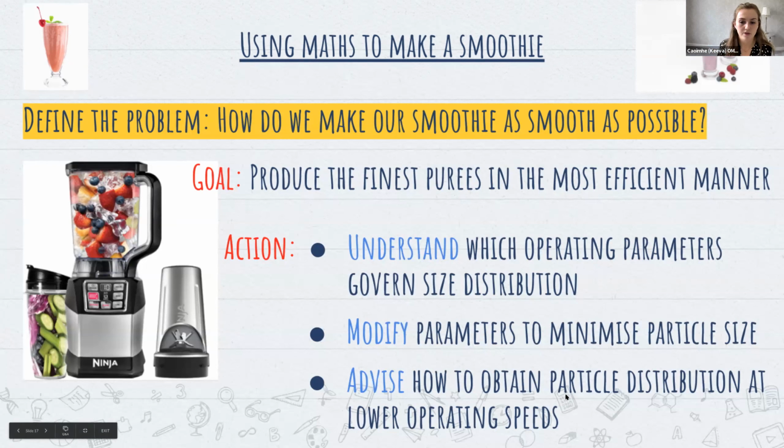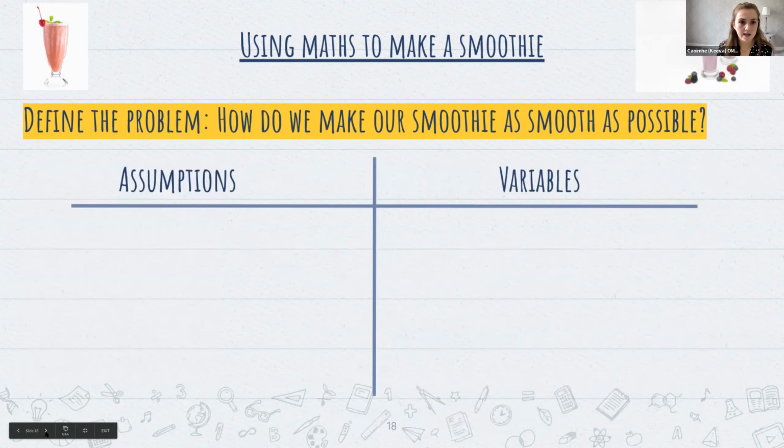And then the final step was to advise the company, to come back to them and say, this is what we think you should do to get a good particle size distribution at a lower operating speed. So that was our goal. In the same way we did with Jess's model, do you guys have any idea what different assumptions or variables might be for this model?